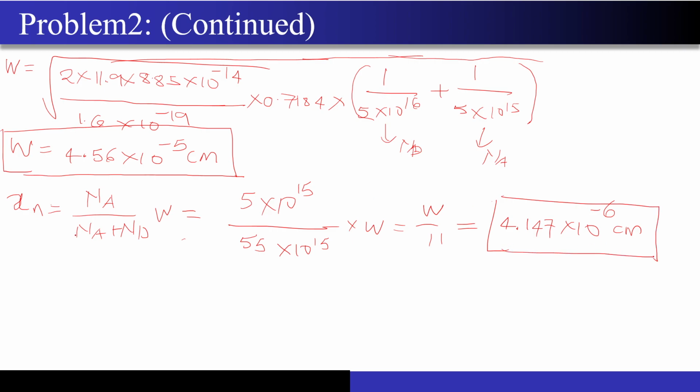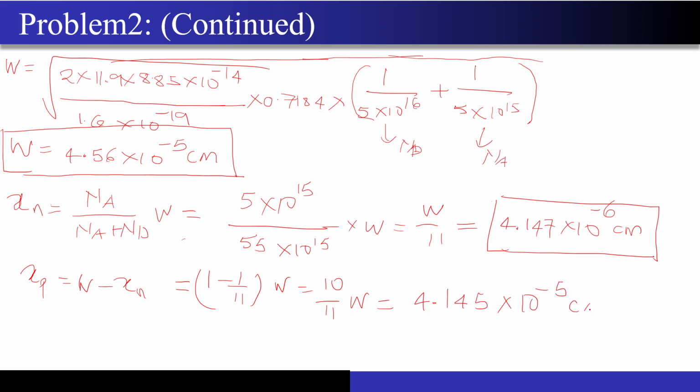Yeah, correct. And similarly, you know Xn plus Xp is W, right? So Xp will be nothing but W minus Xn. So Xp is nothing but your W minus Xn, correct? So it will come out to be what? 1 minus 1 by 11 times W. It is 10 by 11 times W. So this value, if you found out, will come out to be around 4.145 into 10 to the power minus 5 centimeters. Correct? So we have found out W, we have found out Xn, we have found out Xp as well. So let's highlight them by A, let's highlight this by B, and let's highlight this by equation number C.